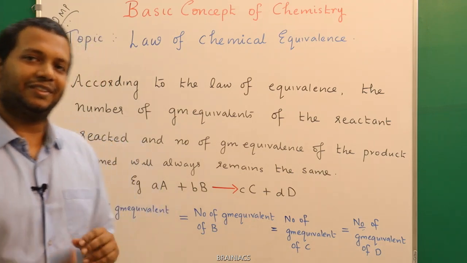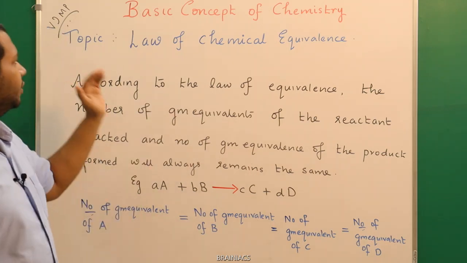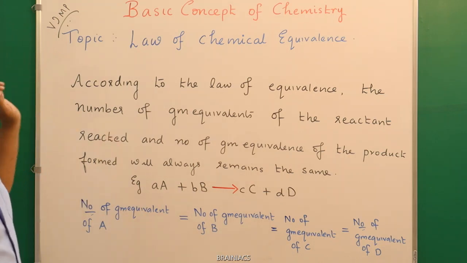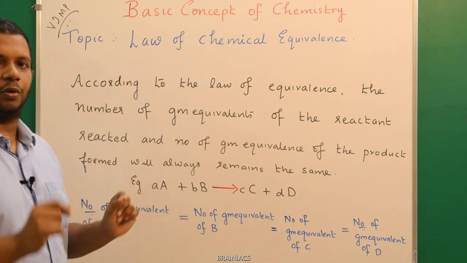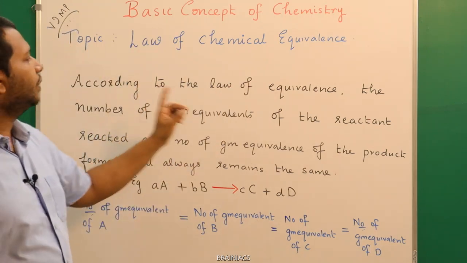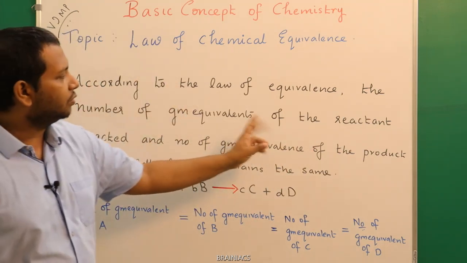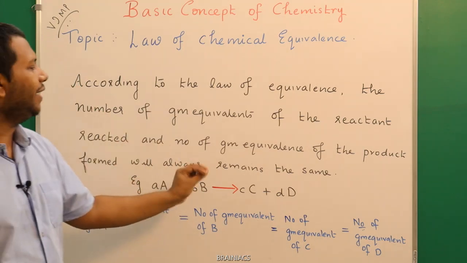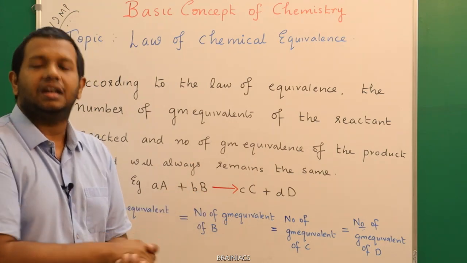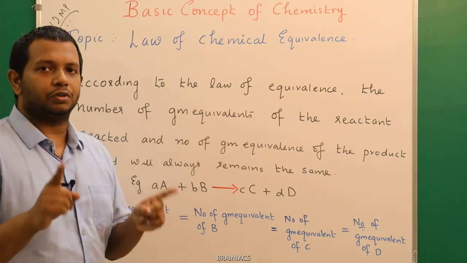Hi students, so this is one of the very important videos, I have marked it VIMP, which stands for very important. So here I am explaining the law of chemical equivalence or law of equivalence, both are correct. So listen here, first I will read the statement, you also know it. According to the law of chemical equivalence or law of equivalence, the number of gram equivalents of the reactant reacted and the number of gram equivalents of the product formed will always remain the same. That means the number of gram equivalents of the reactant will be equal to the number of gram equivalents of the product.